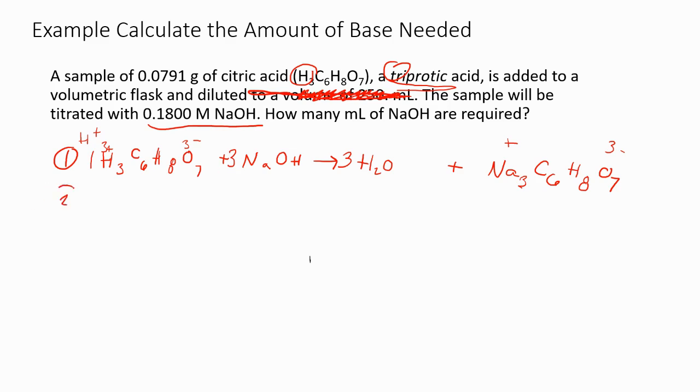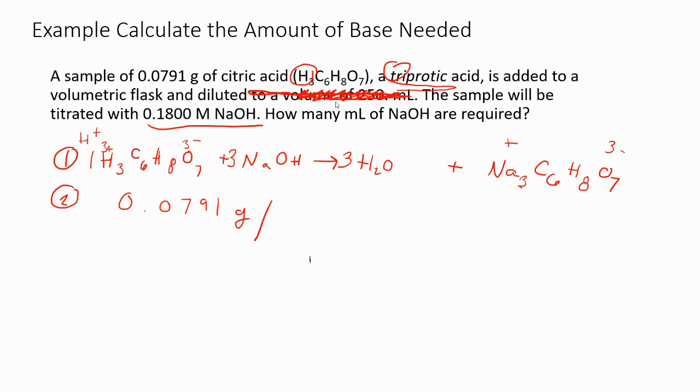Okay, the second thing we do is we need to find the moles of acid. So I'm going to start with this number, 0.0791 grams, and then we're going to divide by the molar mass of citric acid. So I'm just going to do a really rough estimate. If this was on my Alex homework, I would make sure that I would do this really carefully. But we're just doing an example.